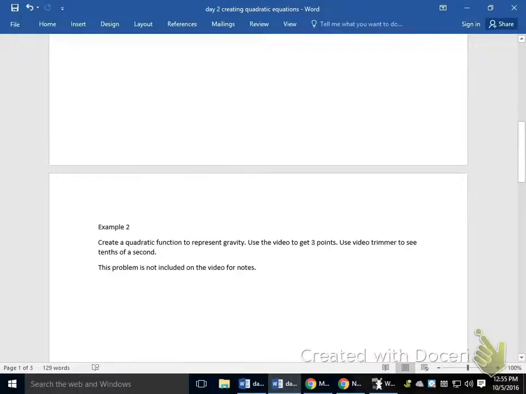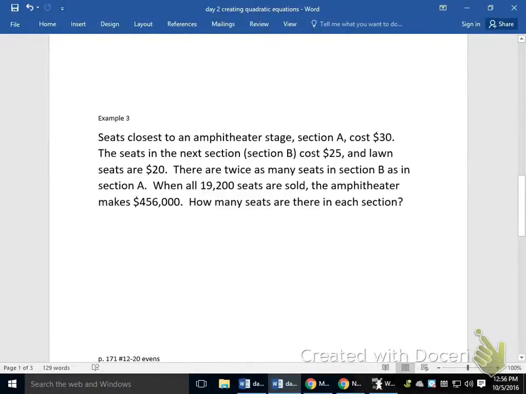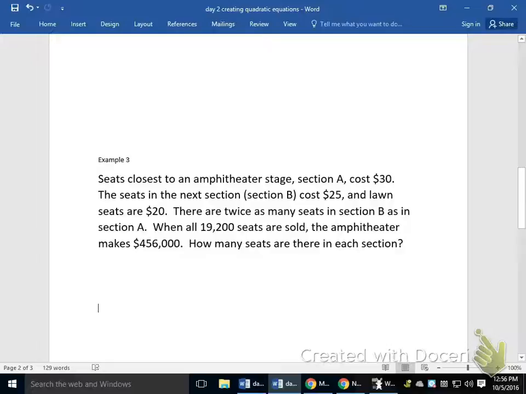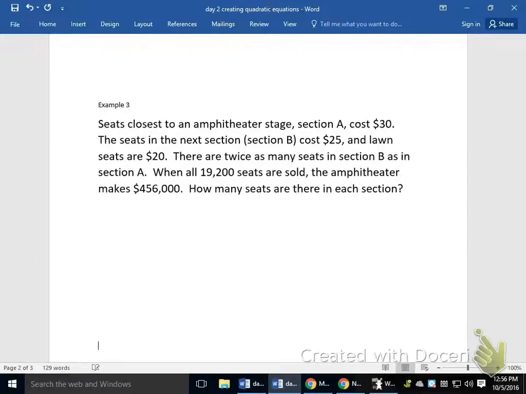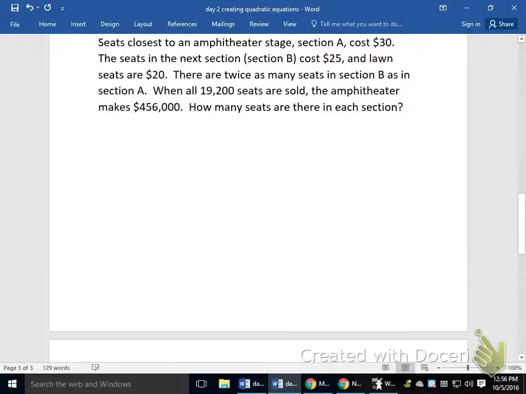Just to give you a heads up, there is an example 2 that we're doing in class that I'm not going to get into with the video because it takes kind of me being there. So if you have questions on what was going on with that, just ask me during a tutoring session. I'll help you out. Moving on to our last one, example 3: seats closest to a theater amphitheater stage.